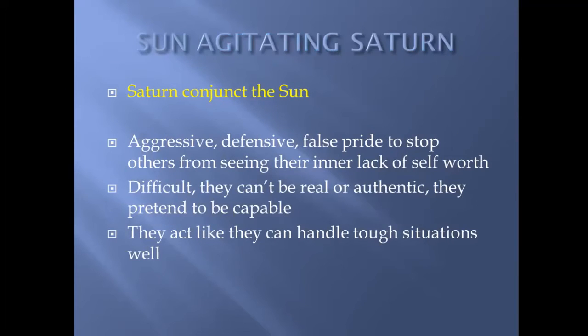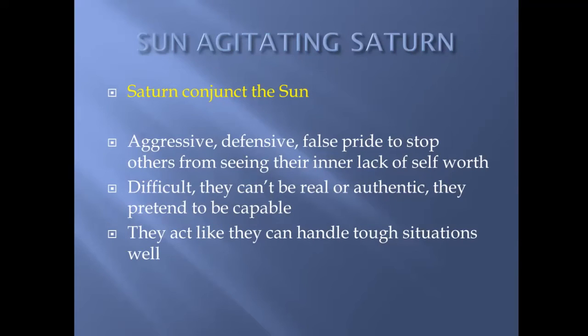Okay, then we've got Sun agitating Saturn, and this happens when Saturn is conjunct the Sun. In this case, the person could become aggressive, defensive. There might be a false pride to stop others from seeing their inner lack of self-worth. So the main problem here is Saturn having lack of self-worth.